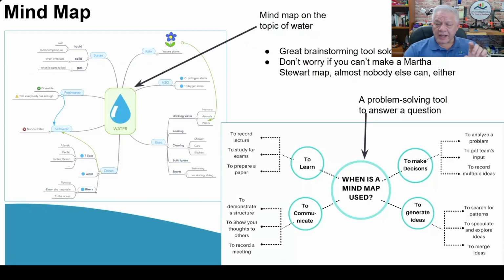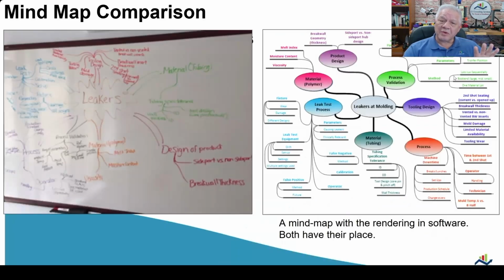And so there's a central concept and then some sub-concepts you can see here, like when is a mind map used? Well, one of the key points is to learn. And then here are some details for that: to communicate, to make decisions, to generate ideas. Okay, here is what mind maps on the left look like in the wild. And on the right is what happens after they've been tamed and put into software.